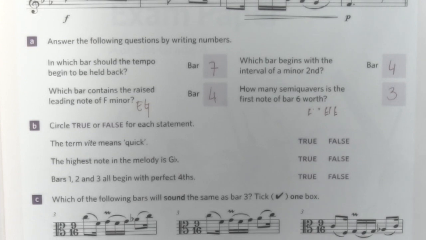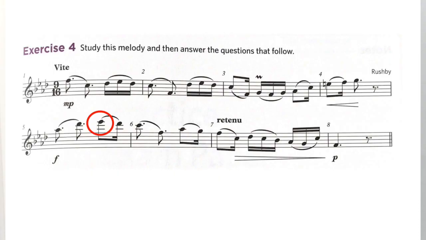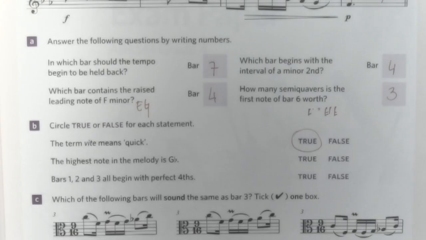Sorted, that was quick. Let's move on straight away to the second exercise, in which we should circle true or false. Vite means quick, and it is correct, yes. And the highest note in the melody is G flat, and the answer is incorrect, because in treble clef that note is E flat, not G flat, so it's false.